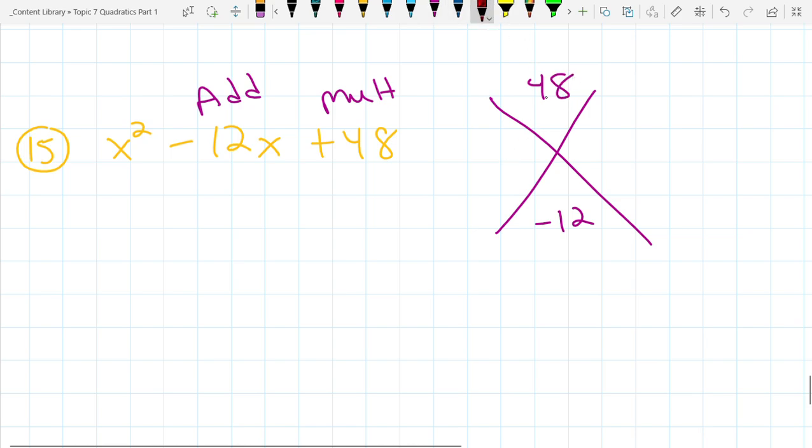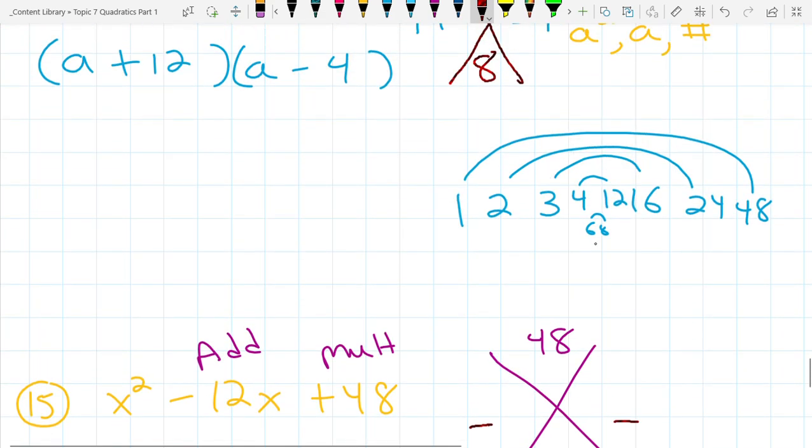So if I'm multiplying to get a positive and adding to get a negative, it has to be 2 negative signs. So x minus something, x minus something. But here we run into a problem. You can't multiply to get 48 and add to get a negative 12. There aren't any number combos that work.